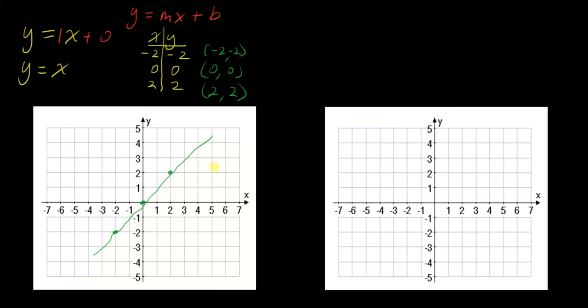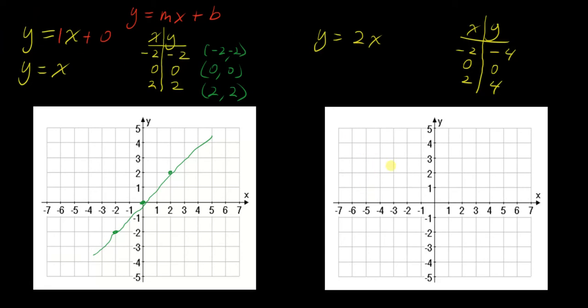Okay, let's do another one. Now I'm going to do y equals 2x. And we're going to do a t-table. And I'm going to just do -2, 0, and 2 again. You could put in whatever random points you want. If x is -2, -2 times 2 is -4. If x is 0, 0 times 2 is 0. And if x is 2, then 2 times 2 is 4.